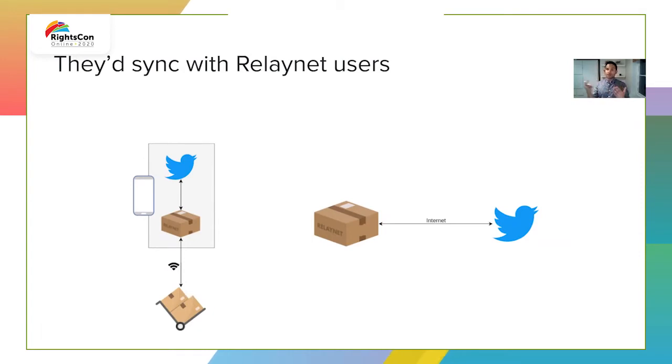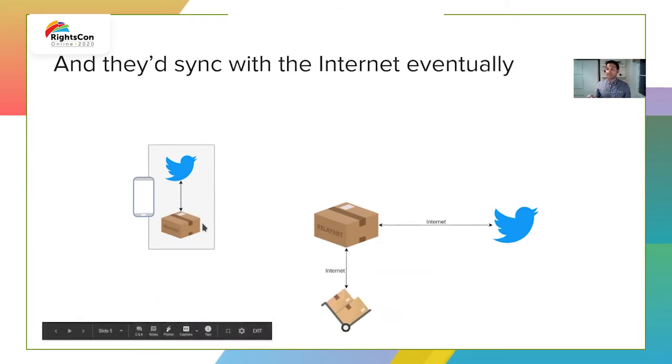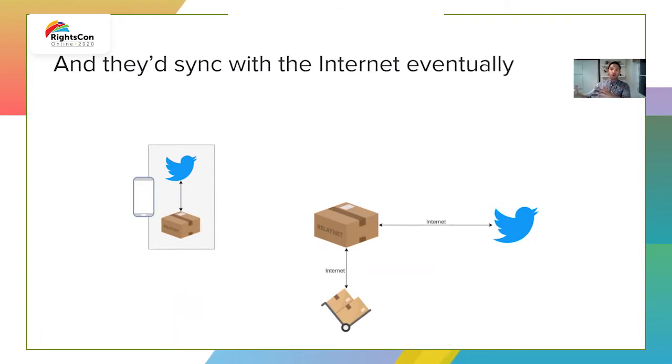And they will do that so that Relaynet users around them can connect to their device to exchange data. So give data to the courier that should eventually be delivered to the internet, and get any new data that the courier previously collected from the internet. And the way that will be done is essentially the user will be using the Relaynet app to do that synchronization with the courier. Eventually, the courier will get to a location with access to the internet, and they will deliver all the data that was collected along the way, and they will collect new data on behalf of the users on the route.